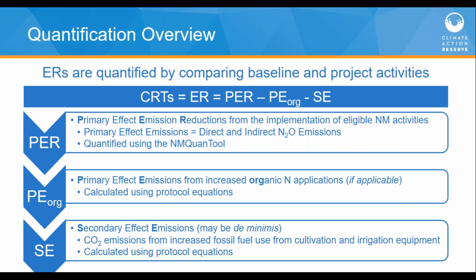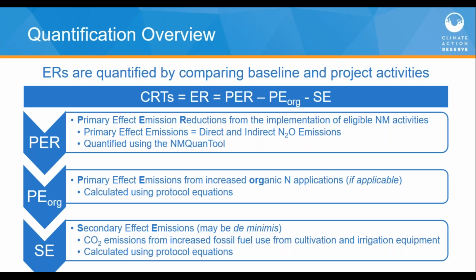So the primary effect emission reductions, primary effect just gets at the intent of the protocol, which is to have a reduction in the direct and indirect N2O emissions. Direct N2O emissions, those that emit directly from the site of where the fertilizer is applied. Indirect emissions stemming from locations further downstream where the nitrogen may have been lost and then N2O then emits elsewhere.